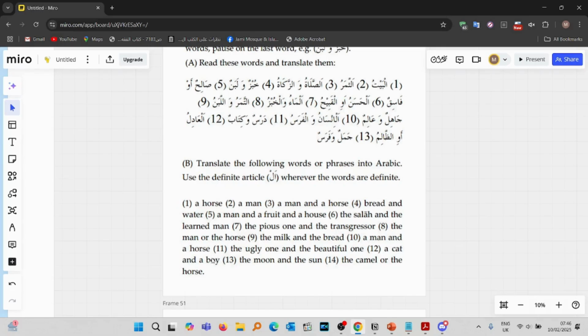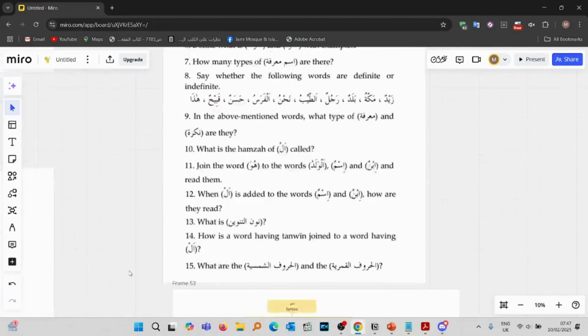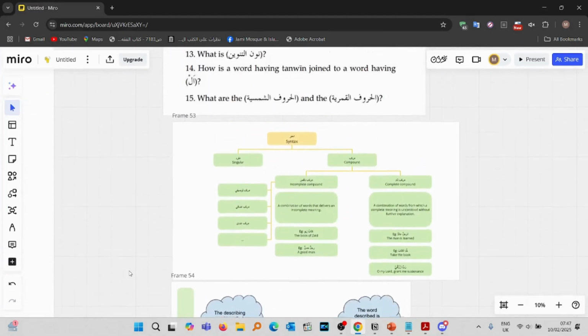hirrun wa waladun. Number 13, the moon and the sun, al-qamaru wash-shamsu. Number 14, the camel or the horse, al-jamalu awil farasu. So that's done. Now we go to today's lesson.